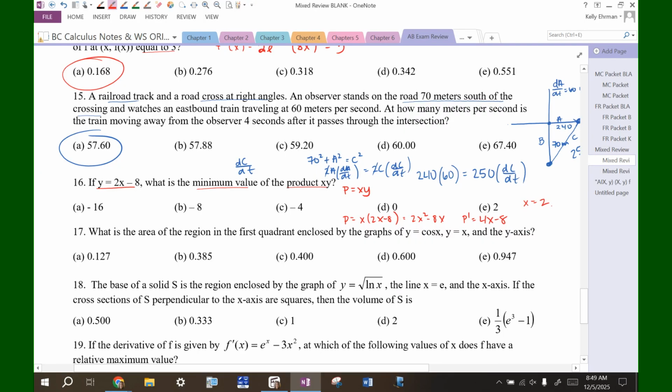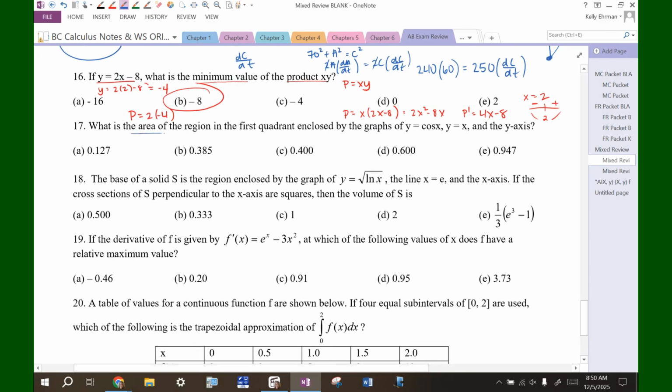What does y equal? And is that a minimum? Let's see. Yeah, p prime would be negative and then positive. So that is a minimum when x equals 2. When x equals 2, y equals negative 4. So the minimum product is 2 times negative 4, negative 8. Honestly, that's also just like a pre-calculus or algebra 2 problem. Find the vertex of that parabola.